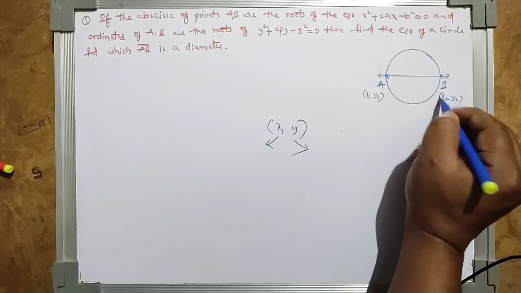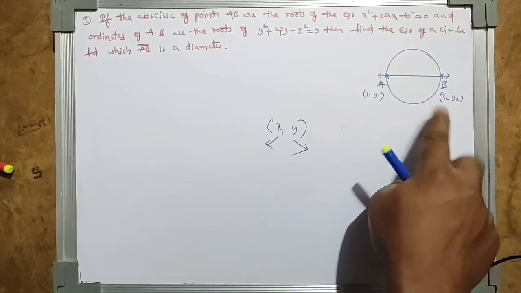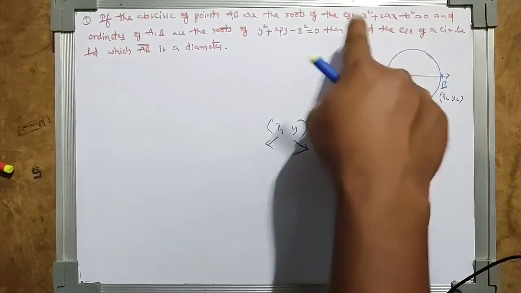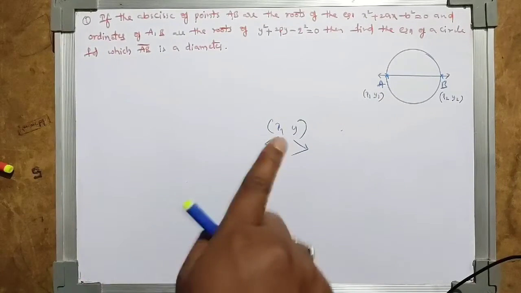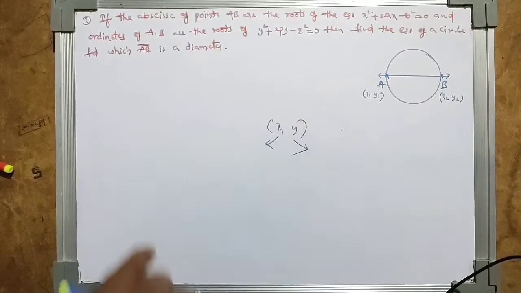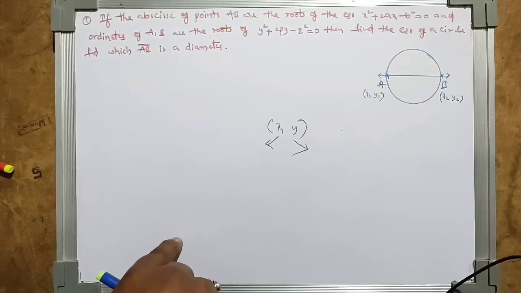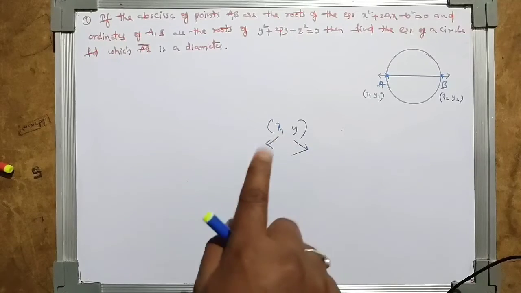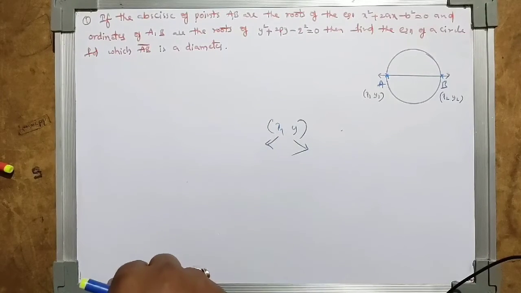So given that x1, x2 are the roots of the equation x square plus 2ax minus b square, and y1 and y2 are the roots of the equation y square plus 2py minus q square is equal to 0. Then what is the equation of the circle which has AB as diameter?